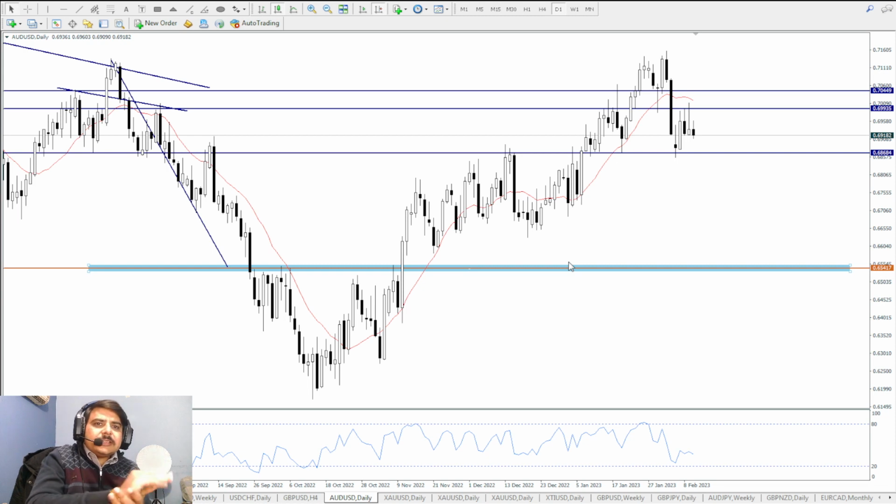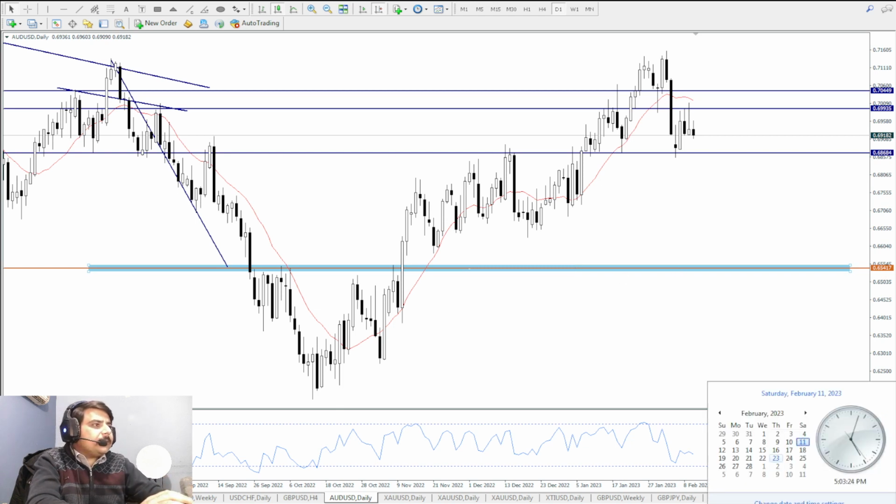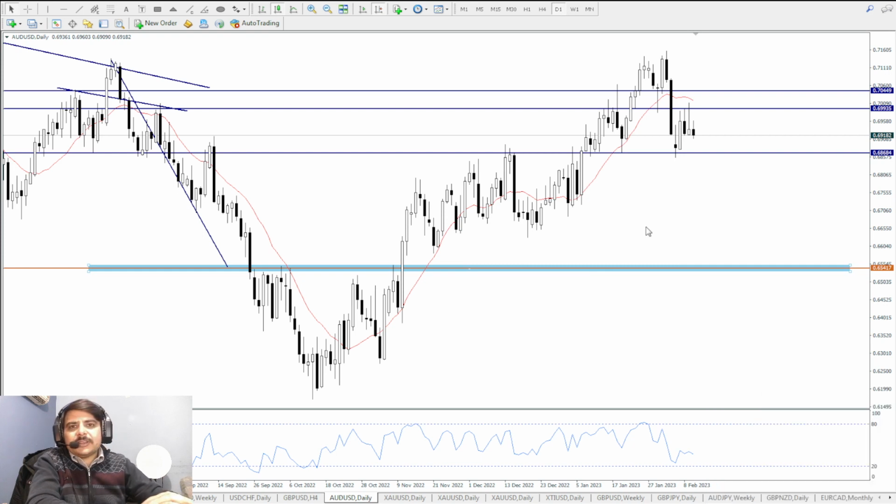So these were the currency pairs, and it was the weekly forex forecast video for the upcoming week, 13th Feb till, let me double check again, 13th Feb till 17th Feb 2023.